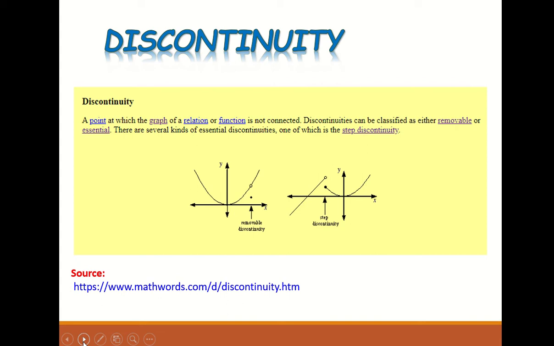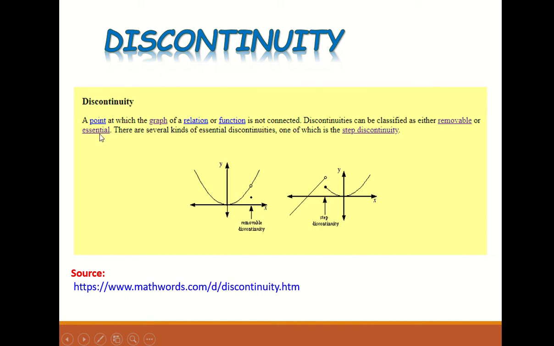So we are going to focus our discussion today on discontinuity. This is just related to what we had discussed on the topic about continuity. Alright, so we have here discontinuity. This is a point at which the graph of a relation or function is not connected. Discontinuities can be classified as either removable or essential.